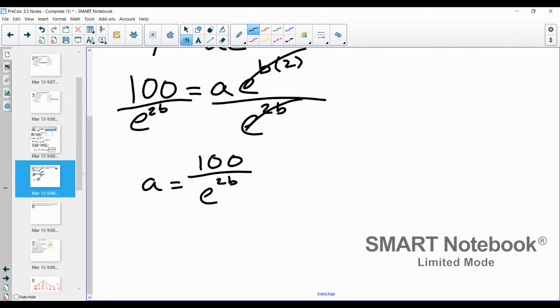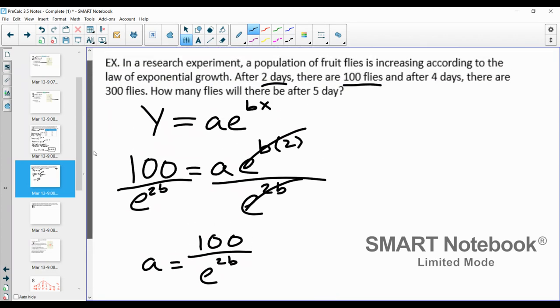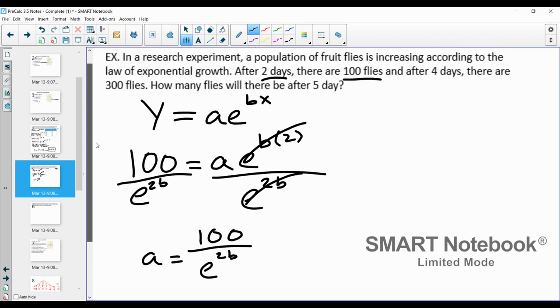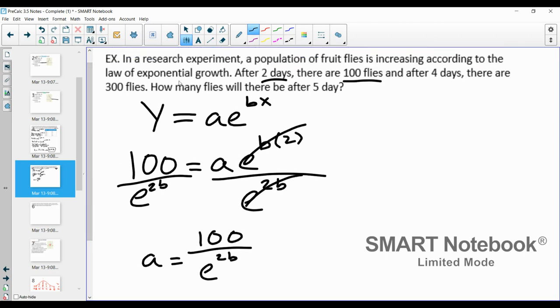That's nice because now I have at least an a value to work with. And that's really where the problem has to end right now for the 2 days and 100 flies. And so now I'm going to start setting up one for the 4 days and 300 flies. Okay, and I'm going to change colors so we know that I'm working with that.